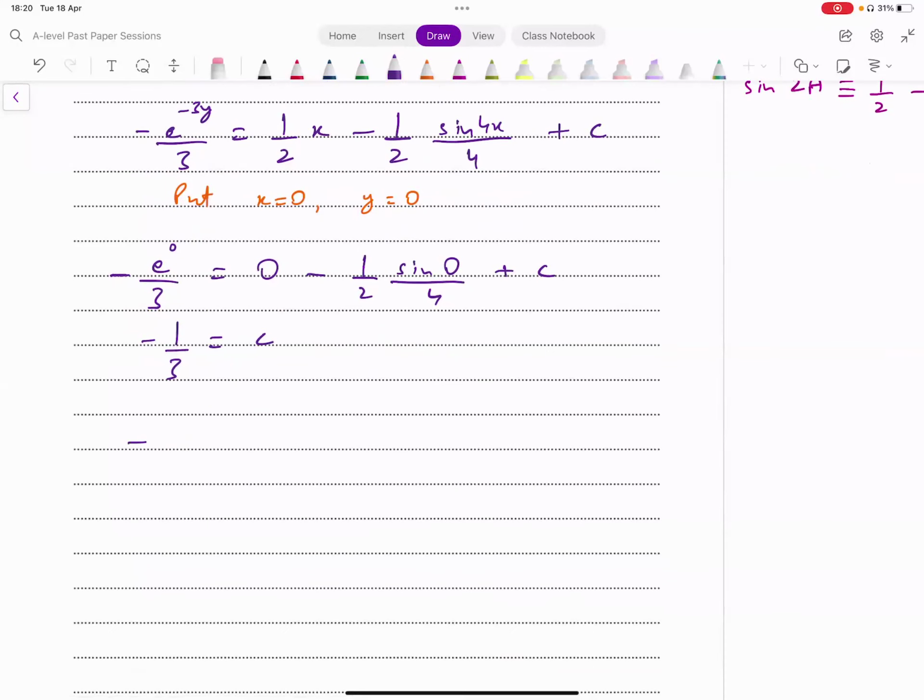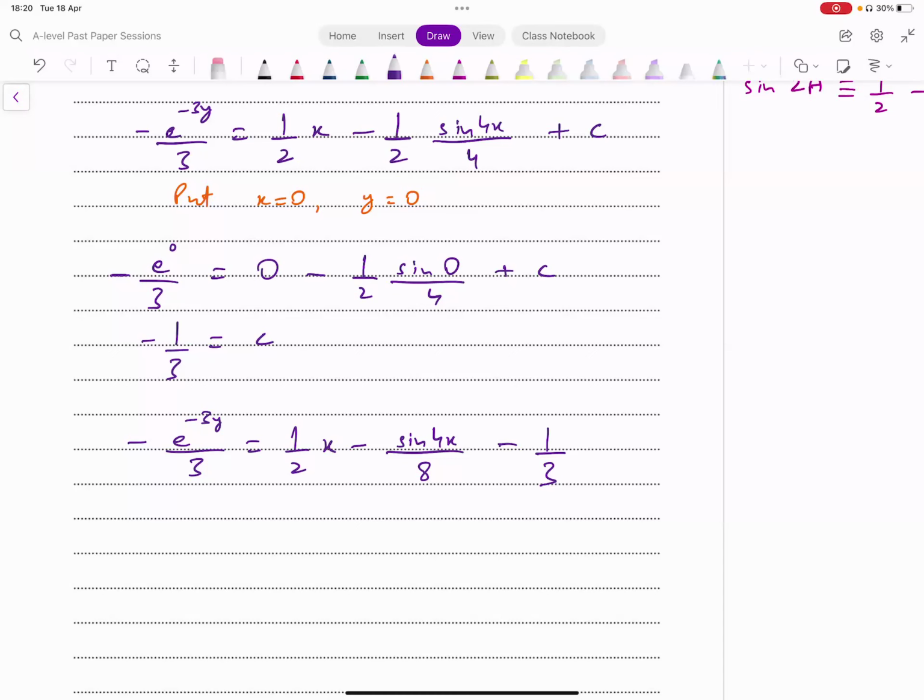Now the differential equation that we have becomes minus e raised to power minus 3y divided by 3, that equals 1 over 2x minus 1 over 2. In fact, this 2 and 4 will become 8, so let's write it as 8. Let's say this is sine 4x over 8 plus c, and the value of c is minus 1 over 3. This is the solution of the differential equation, where you figured out the value of c.